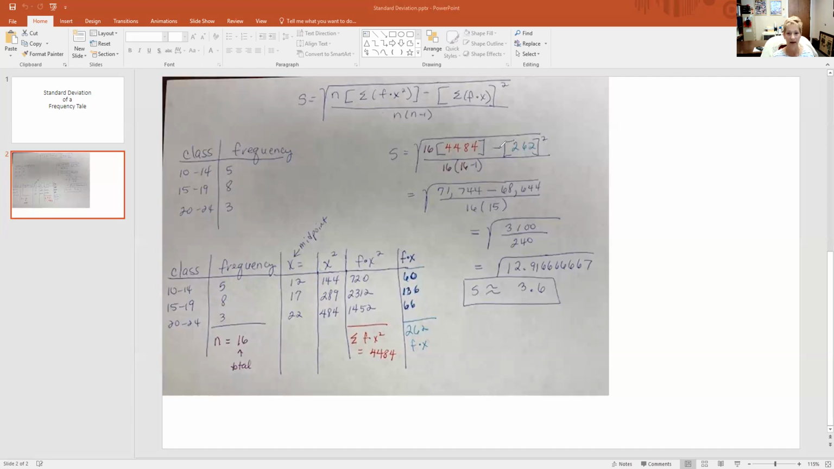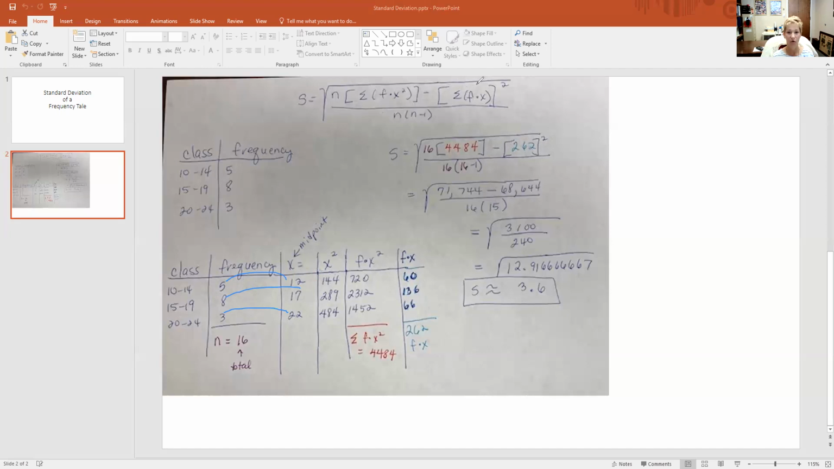All right, so minus and minus. Now notice this bracket, the square is not on the inside like here, it's on the outside. So I've got to do my parenthesis first, which says frequency, but just times X, not X squared. So just F times the midpoint. So 5 times 12 just gives me 60. And 8 times 17 is 136. And then 3 times 22 is 66. So I said every frequency times the midpoint. Then what do I do next? I have to add them up. So when I added 60, 136, and 66, I got 262. Okay. So that's why 262 goes there.